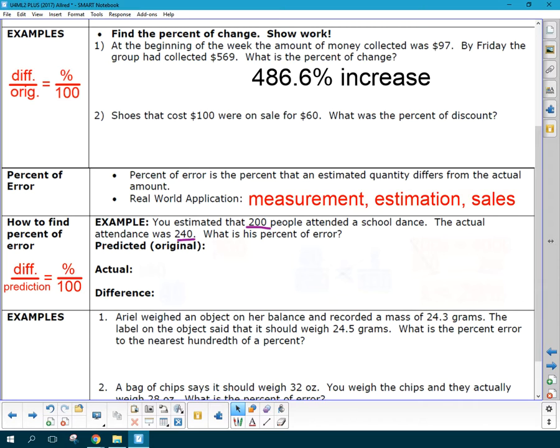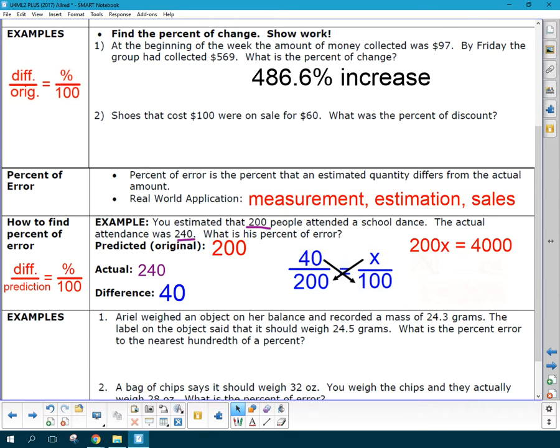What percentage were you off by? Well, you predicted 200 people would be there. There were actually 240 people there, so you were off by 40 people. Our proportion needs to say that the difference over the prediction, 40 over 200, is equal to x over 100. Cross multiply and divide. 40 times 100 is 4,000. 200 times x is 200x. When you divide both sides by 200, you come up with a nice percentage, 20%.